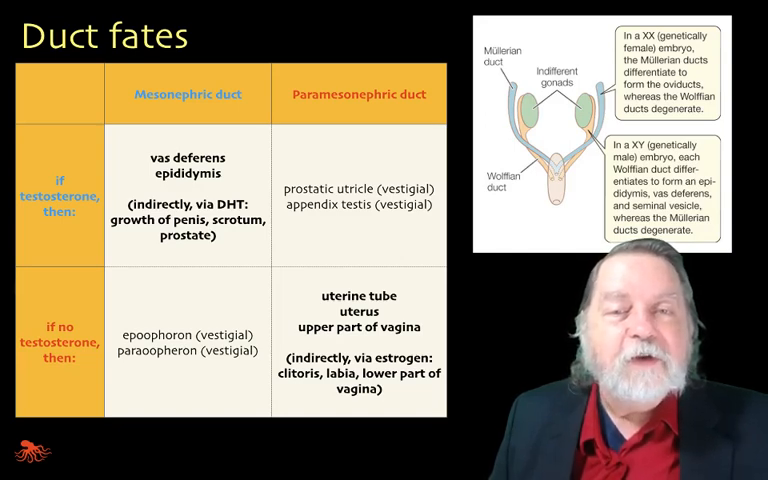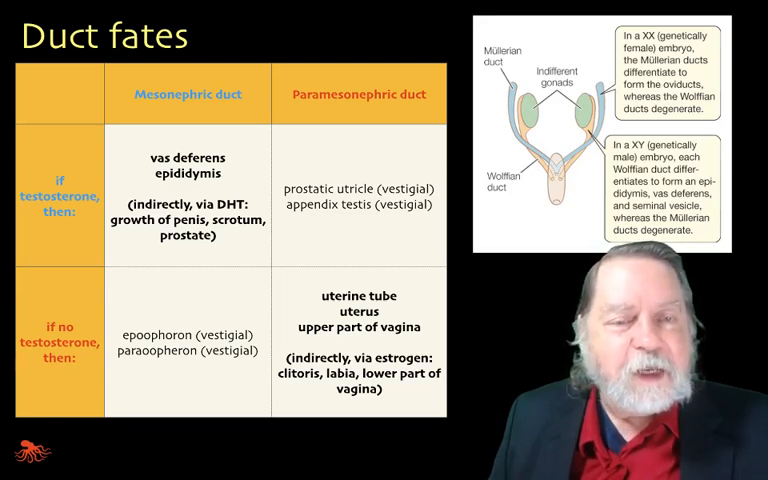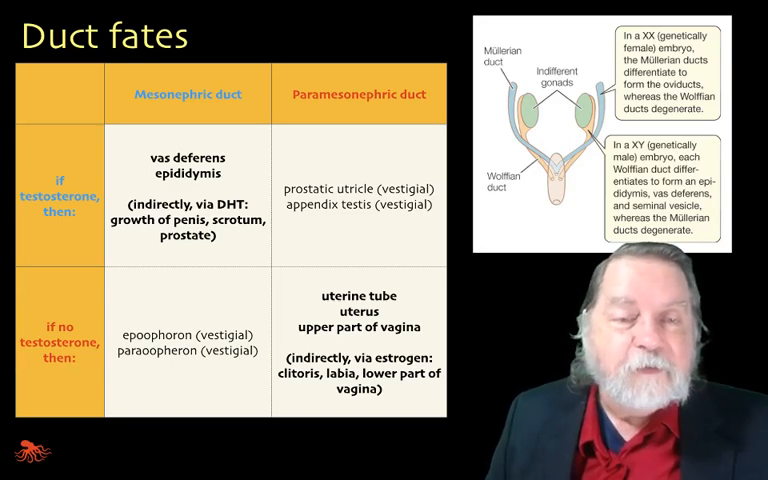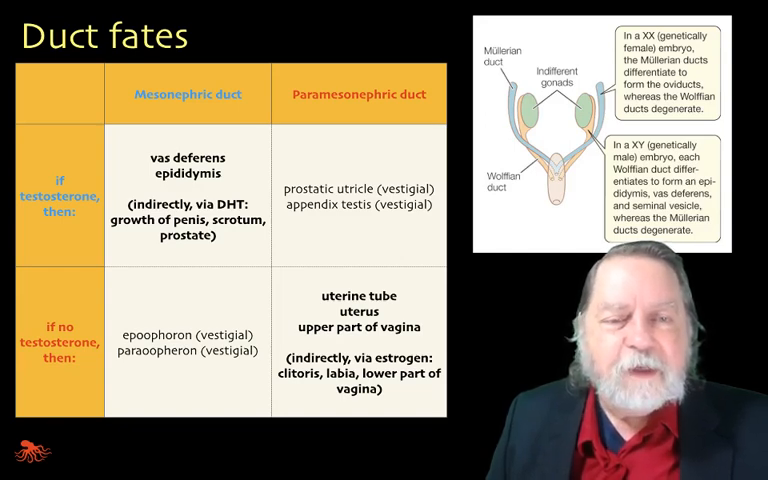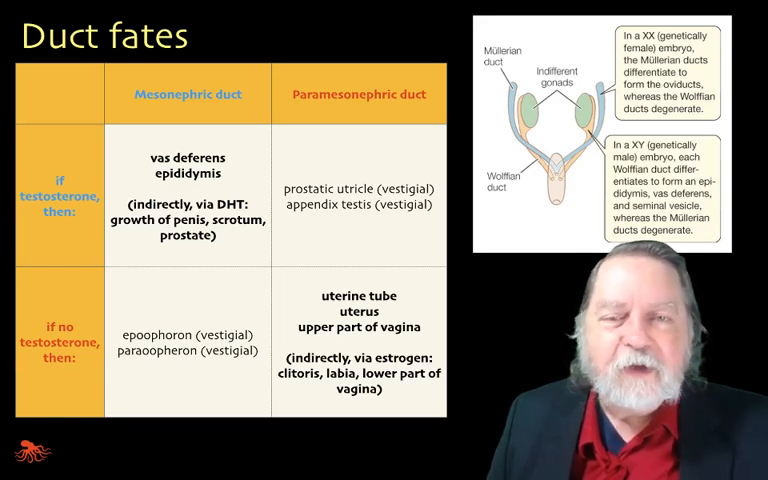Okay, if testosterone is around, what happens to the paramesonephric duct? It becomes vestigial too. It forms a couple of very, very obscure anatomical structures. One is the prostatic utricle, which is simply a short dead-end tube in the prostate near the ducts of the vas deferens. It also makes something called the appendix testis, which is simply a little bump in the testis near the epididymis. That's about it. So again, it's totally useless stuff.